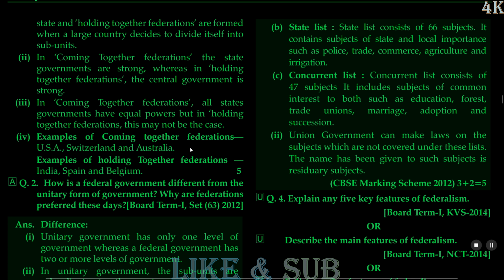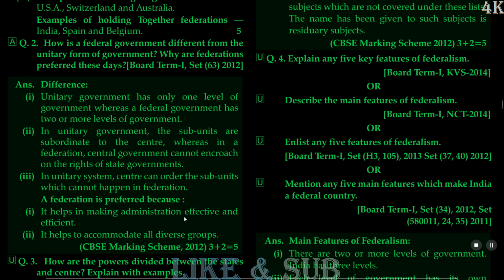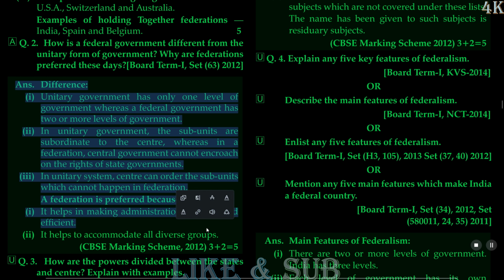Examples of coming together federations: USA, Switzerland, and Australia. Examples of holding together federations: India, Spain, and Belgium. How is a federal government different from the unitary form of government? Why are federations preferred these days?